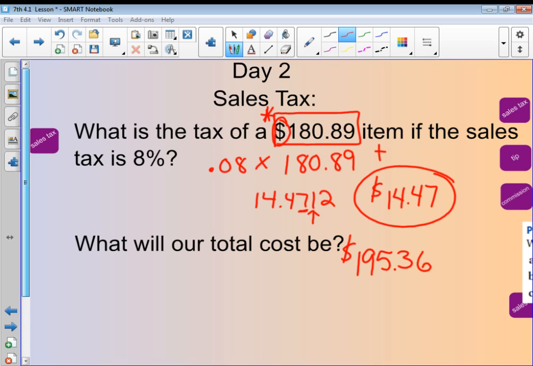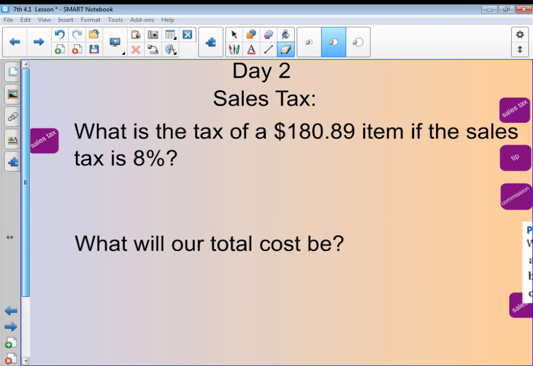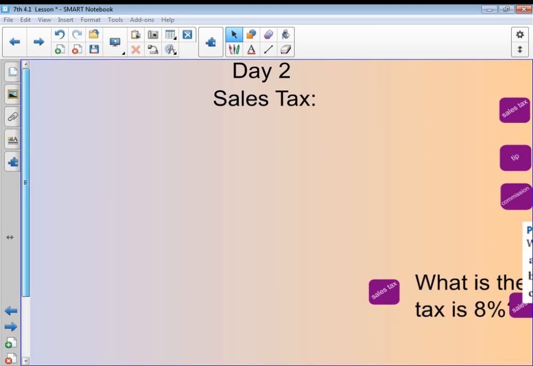So this might be maybe a bike. Maybe you went down to Hardware Hank or over to Walmart and you wanted to buy a bike. Well, you can't just walk in there with the $181. You're going to need $14.47 for tax. So you almost need to really walk in there with close to $200 in order to walk out with that bicycle. Okay, so I want you guys to try one on your own, working with sales tax.